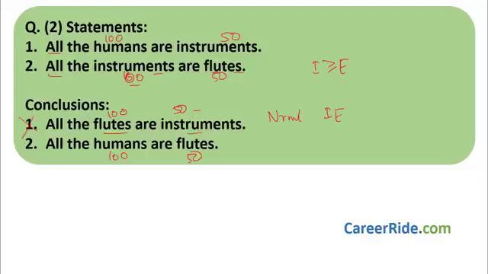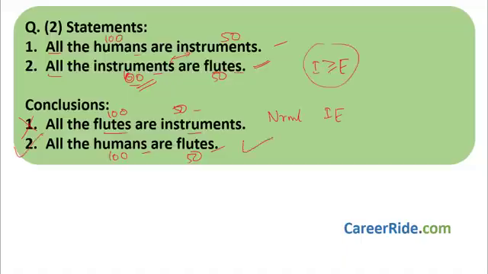Next, all the humans are flutes. Humans and flutes. This sentence and this sentence. Instruments are common. One instrument is 100, one is 50, so we can go ahead because we found 100. Human income is 100. Here human expenditure is 100. Condition satisfied. Flute income is 50, flute expenditure is 50. Condition satisfied, since income has to be greater than or equal to expenditure. This is a valid conclusion.